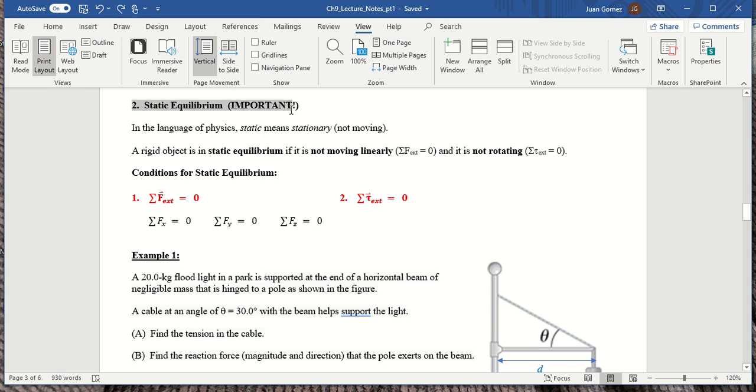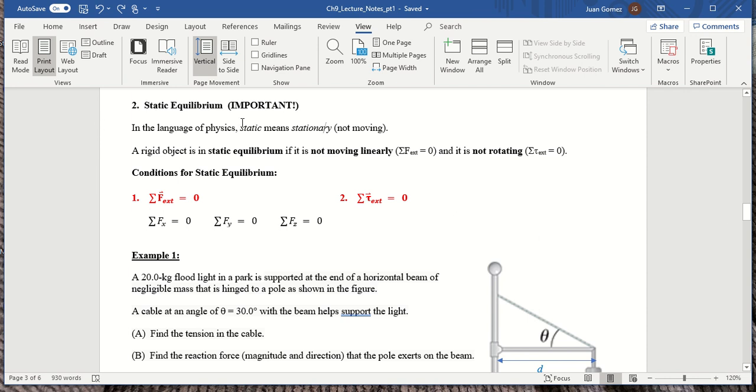This is the second video for the Chapter 9 Lecture Notes, and this is a very important topic. This deals with static equilibrium. You're going to have at least one static equilibrium problem on exam 4 and at least one static equilibrium problem on the final. So you really want to make sure you understand this topic. It's not terribly difficult, but again, you're going to see it on exam 4 and the final.